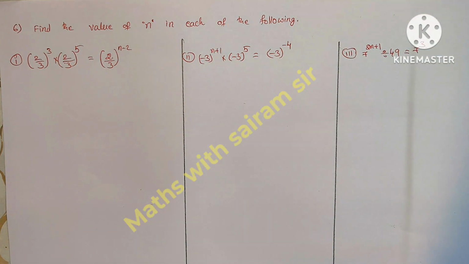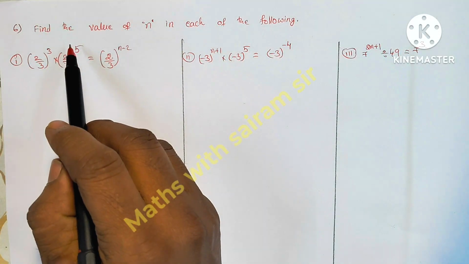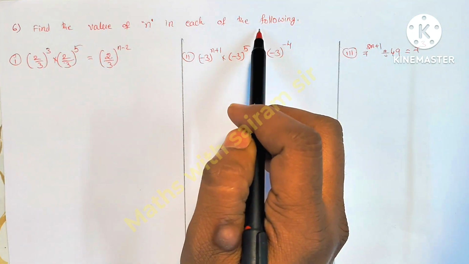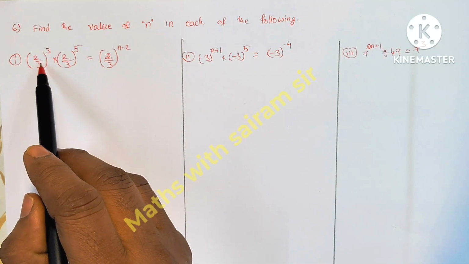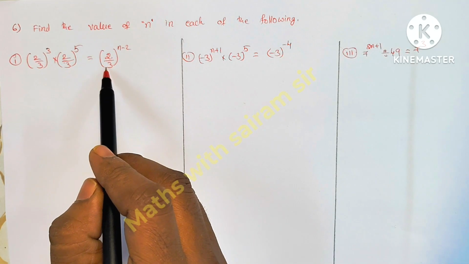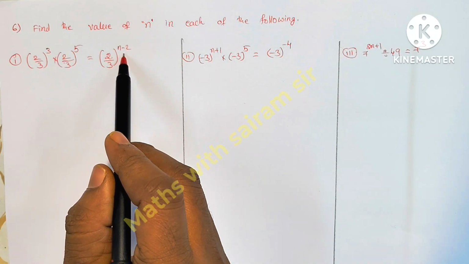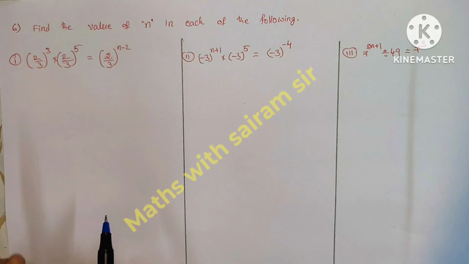Now we are going to discuss the sixth bit of exercise 4.1. Let us observe the question. Find the value of n in each of the following. That is the first question. If you see (2/3)^3 × (2/3)^5 = (2/3)^(n-2). Here we need to find out the value of n.